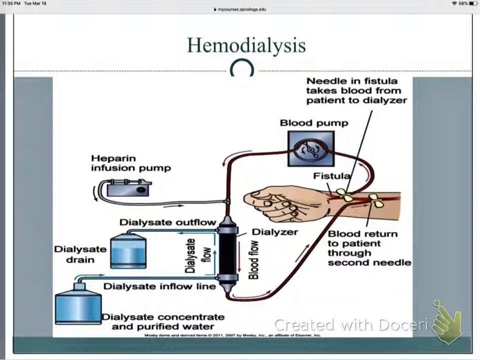Okay. So here's your picture of your patient. And you can see, this is just a symbolized picture of a patient getting dialysis. So you can see it's kind of like a circle. It goes through the filter and then returns to the patient by those needles. And they use a saline solution to return the blood back to the patient through the vascular access.